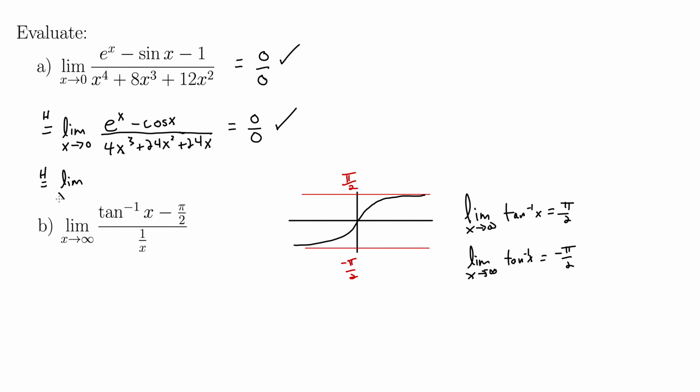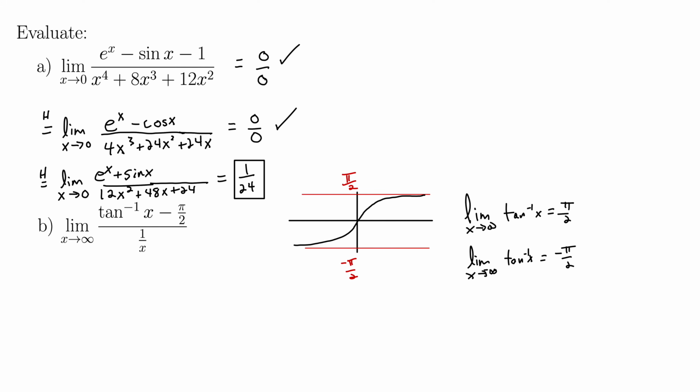So equals again by L'Hopital's rule. Still evaluating the limit, so I'm going to write the limit out here. Limit as x goes to 0. Now we're back to e to the x, this becomes plus sine x, over, well, let's see, 12x squared plus 48x plus 24. And now when we plug in 0 for x, we get 1 over 24. And that's our answer. Okay, so don't be afraid to apply L'Hopital's rule a couple times if needed.